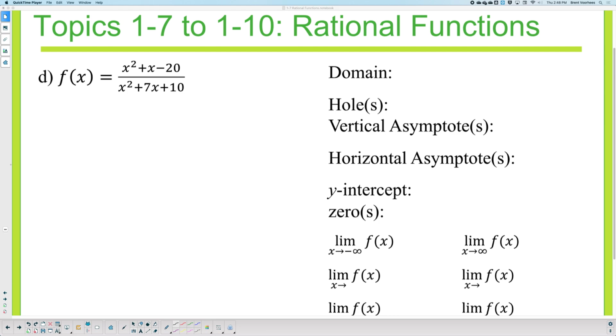Alright, example D. This function. Alright, if I were going to begin with domain, I would first look at what can I not equal in the denominator here. I can't divide by 0, so I need to factor this. And so to factor, I'm going to use X method for this trinomial.